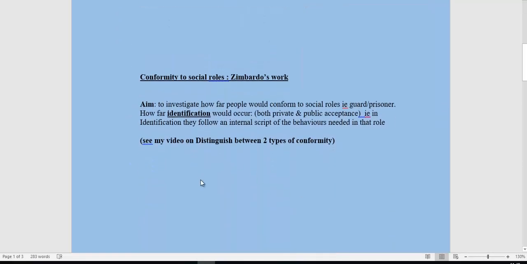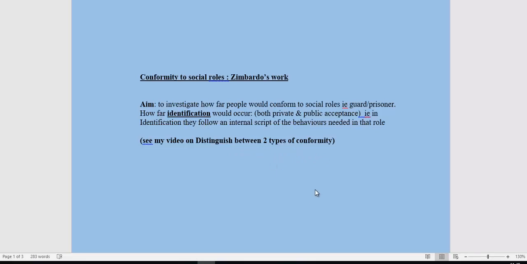The aim of Zimbardo's work was to investigate how far people would conform to social roles. Okay, so how far identification would occur. Now, identification is both, remember, both private and public acceptance. So in identification, basically they're following an internal script of the behaviours that are needed in that role. So if they asked you to outline a study on how identification was investigated, this would be Zimbardo's work. You could also have a look at my video on distinguishing between different types of conformity to look at identification in a bit more detail.